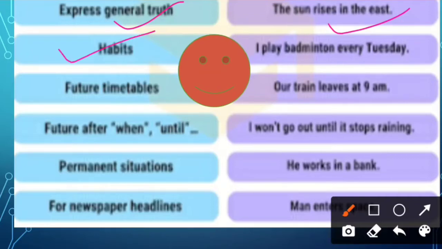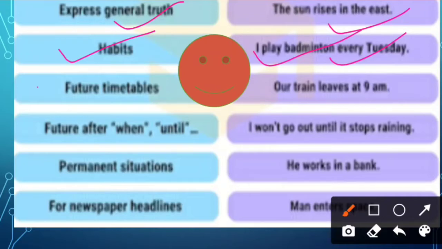Second one is the habits. Habits means daily activity. I play cricket, I play badminton every Tuesday. Even we can say I go to school daily. Generally, barring the holidays, it is a daily activity. So we can say as the habit, we eat food daily, we take dinner daily. Such type of sentences all indicate our habits.